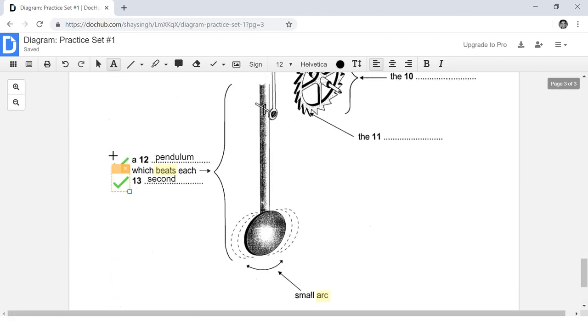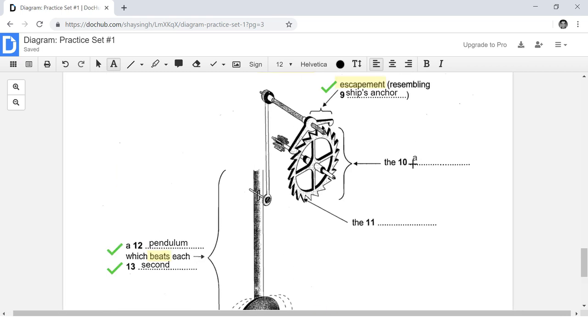So let's come down to our question. This part is the wheel. You can put wheel or you can put escape wheel. Both of those are going to be correct. And then this part over here is called the tooth. Alright, it's called the tooth.